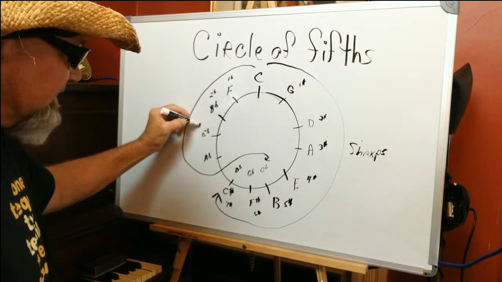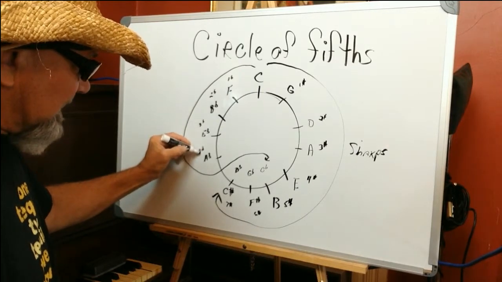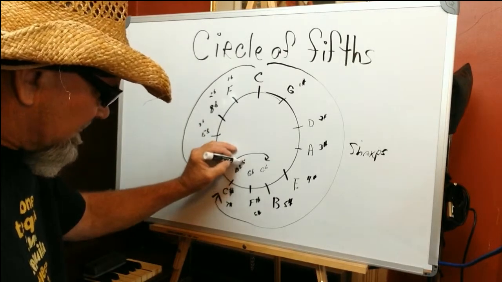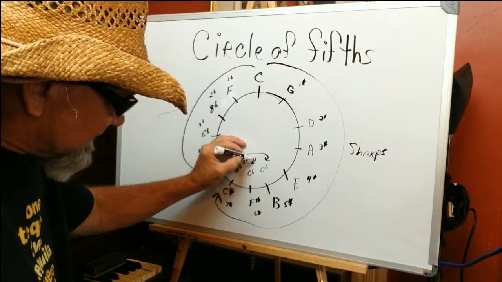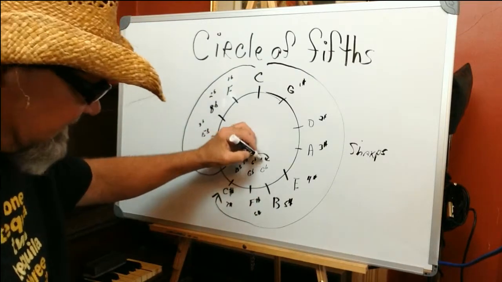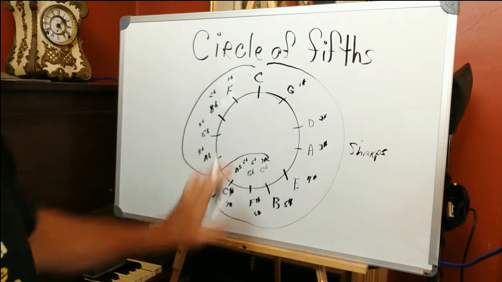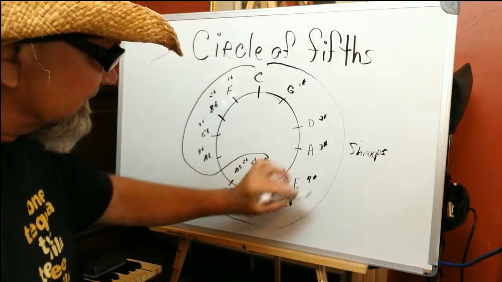E flat has 3 flats. A flat has 4 flats. D flat has 5 flats. G flat has 6 flats. And C flat has 7 flats. Okay, so when we look at it this way, this is our flats and this is our sharps.